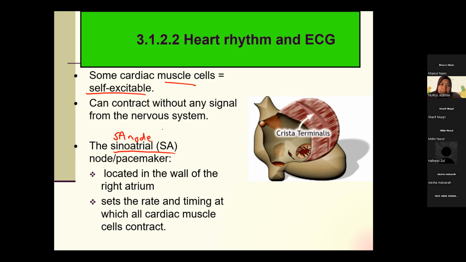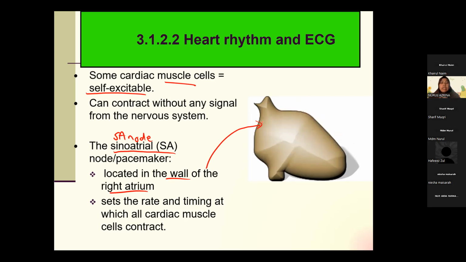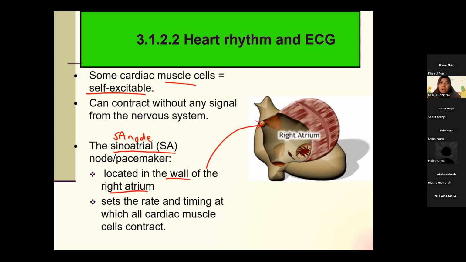Then that is fine. Okay, maybe you all forgot how to spell sinoatrial, right? So you can use SA node, right? Okay, the SA node is located in the wall of the right atrium. So it is here, in the wall of the right atrium. And the function of the sinoatrial node is to set the rate and timing at which all the cardiac muscle cells will contract. So it is the one that will initiate the rate and the timing. Okay, right.